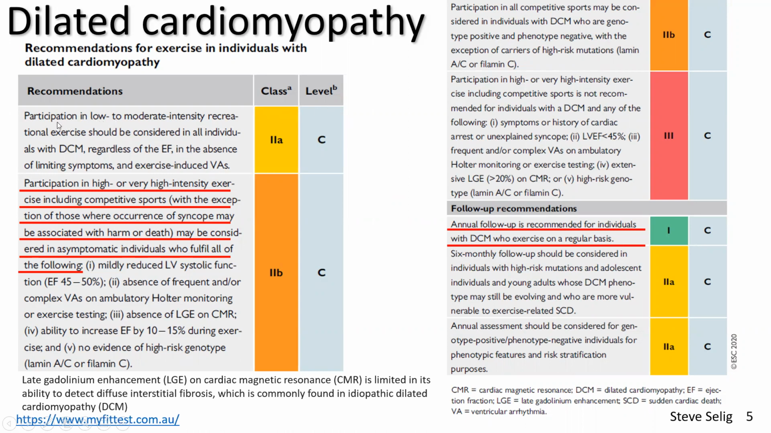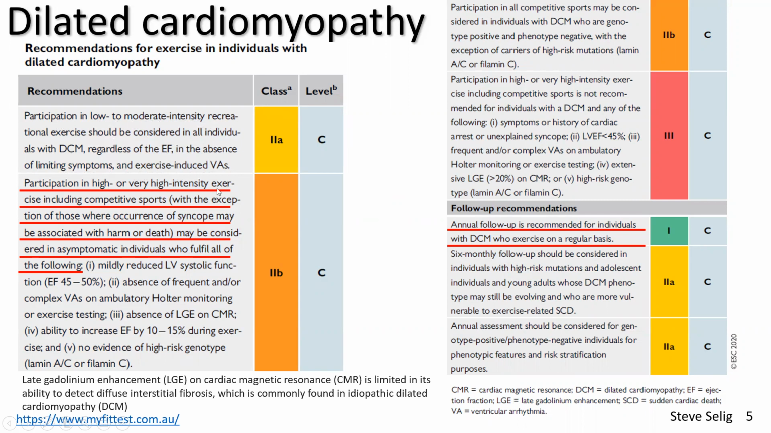And the first thing they say is that participation in low to moderate intensity recreational exercise should be considered in all individuals with dilated cardiomyopathy, regardless of the ejection fraction, in the absence of limiting symptoms such as chest pain, obviously, and other things, and exercise-induced ventricular arrhythmias.